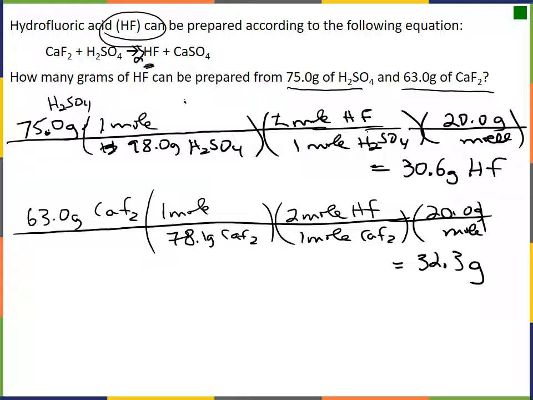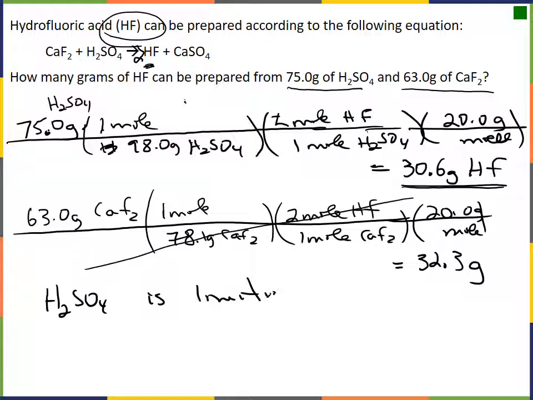Now, we know that we're going to ignore the one that gives us more. The correct answer comes from the one that gives us a smaller amount. And we know that H2SO4 is limiting, and that we're going to make 30.6 grams of HF. So the last couple of steps, we're going to figure out how much of the calcium fluoride we have left over, and we're going to do a percent yield.